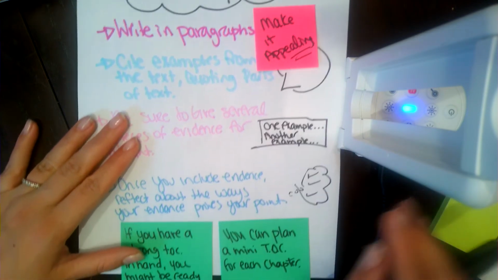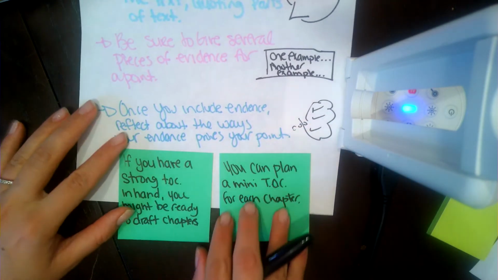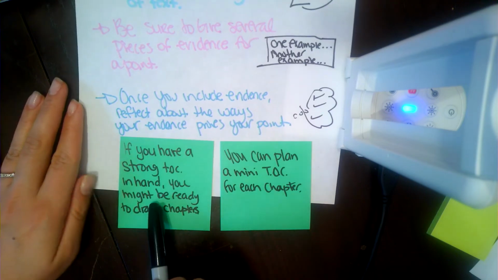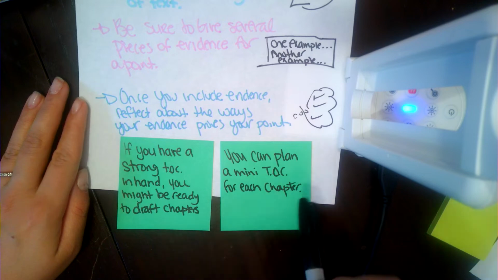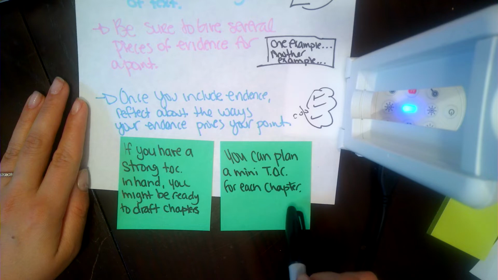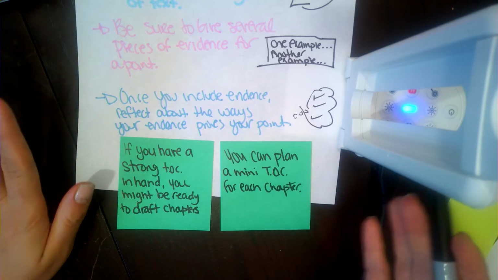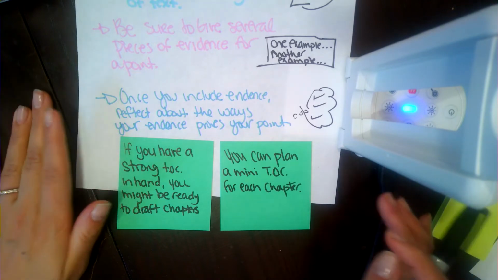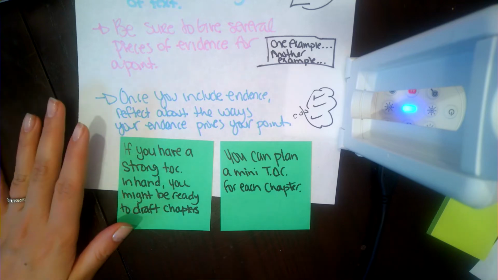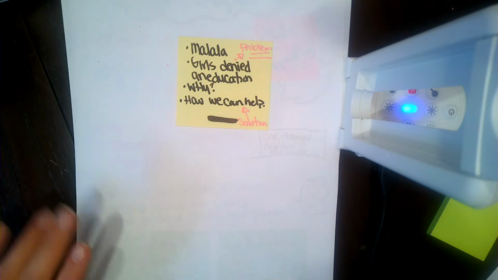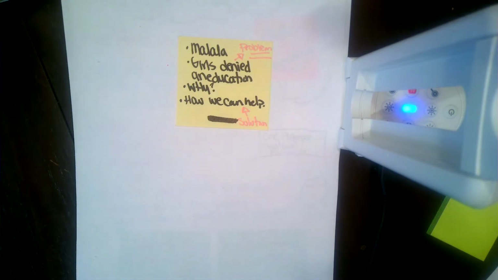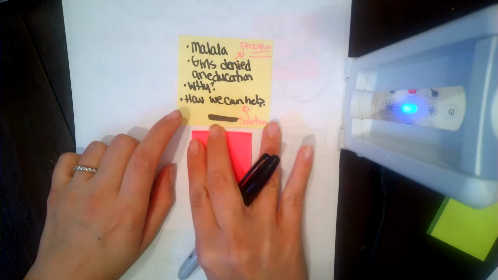So the last thing I want to bring up to you guys today is basically if you have a strong table of contents, today you want to start drafting your chapters. You can also plan for a mini table of contents within each chapter. Now, I know that sounds like, well, what are you talking about, Ms. Constance? That sounds crazy. Well, it's really not. So if we go back to this chapter on Malala, girls are being denied an education, right? Well, we can make a sub-chapter.